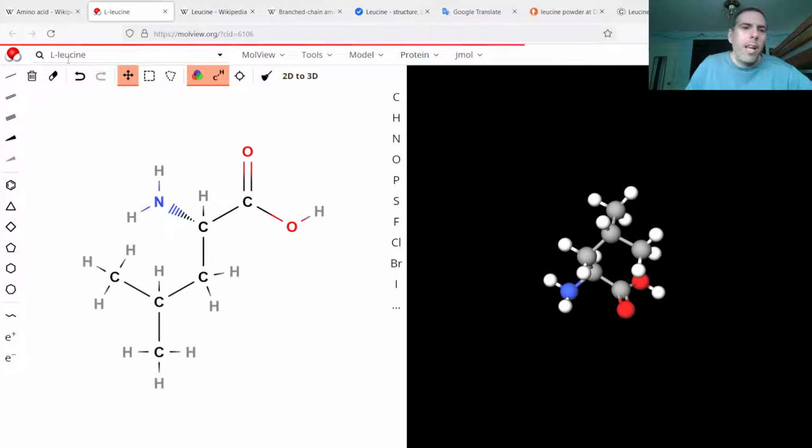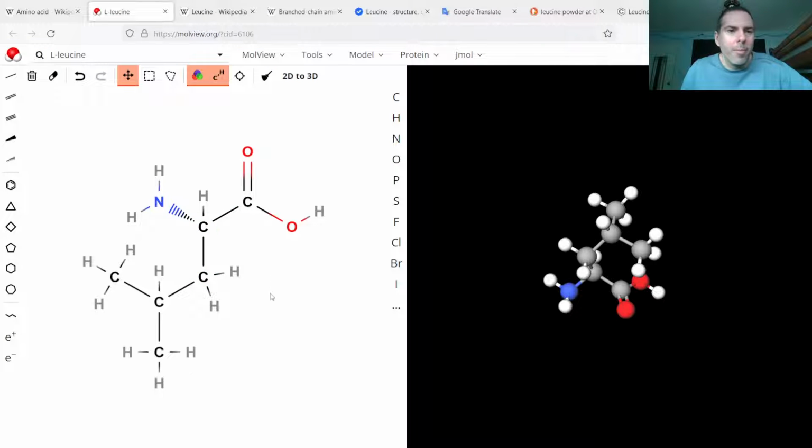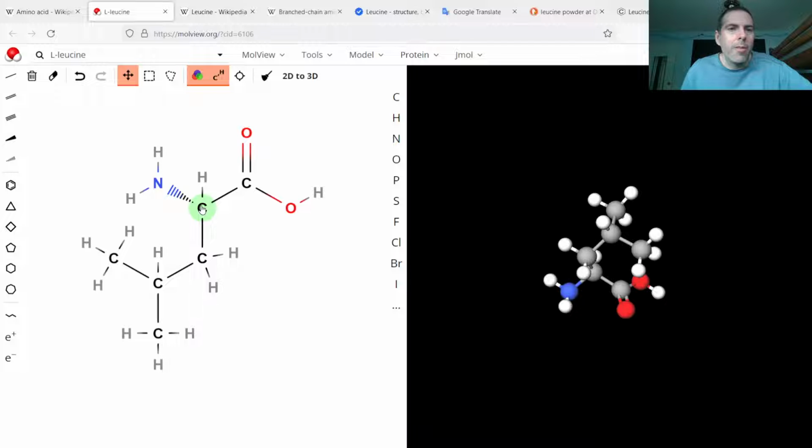Just to see how they draw it, here's your alpha amino acid and your side chain here, the hydrocarbon branch, if you want to call it that.